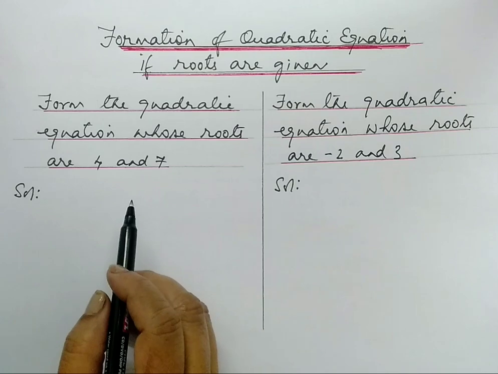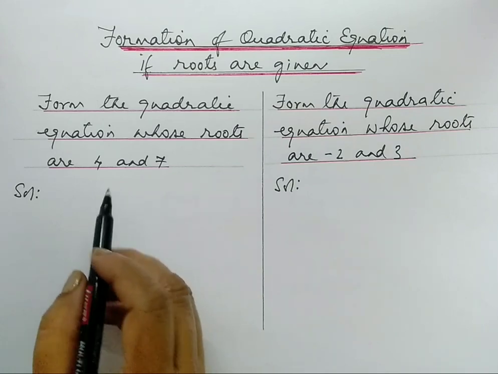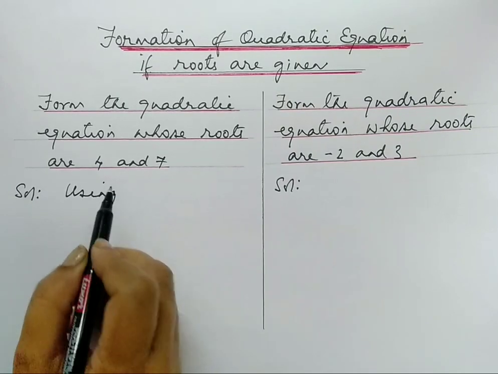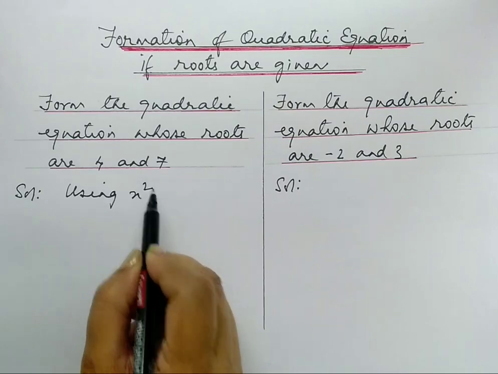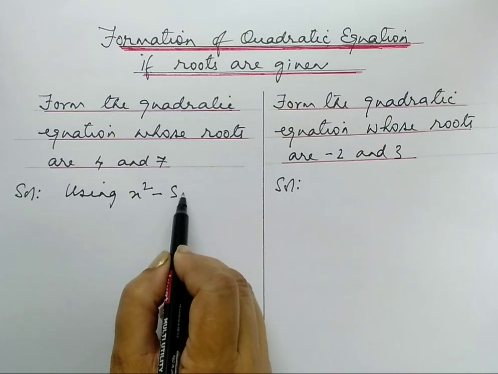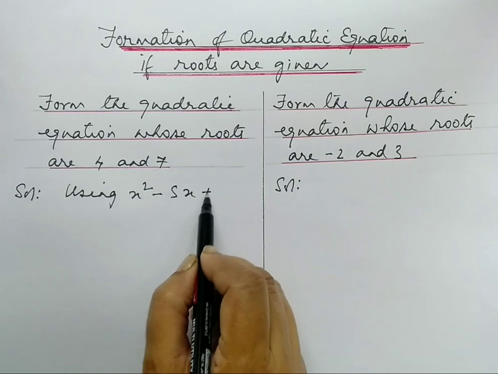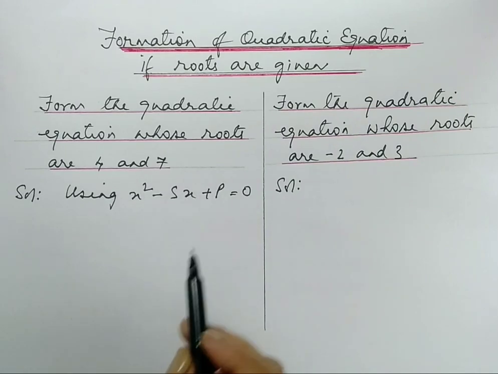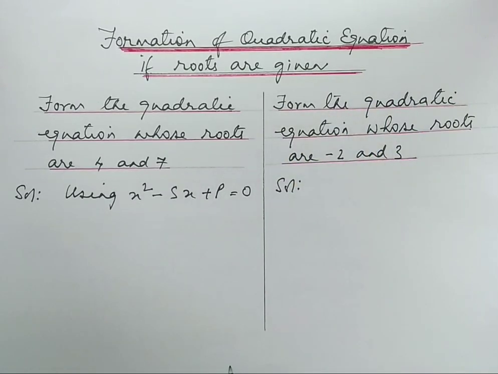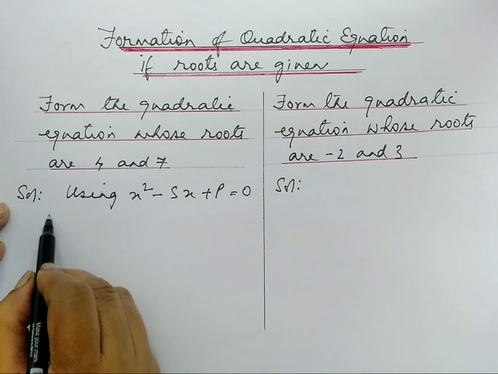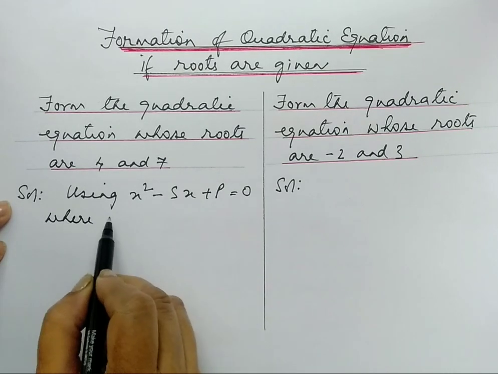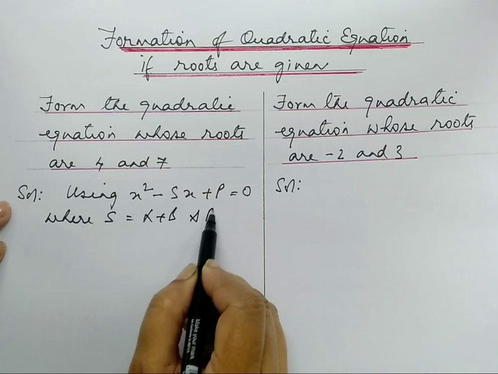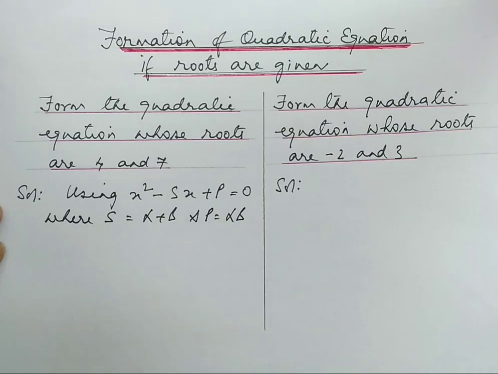What we have to do is use the formula x square minus s x plus p, we'll derive the quadratic equation where s is equal to alpha plus beta and p is equal to alpha times beta. Correct?